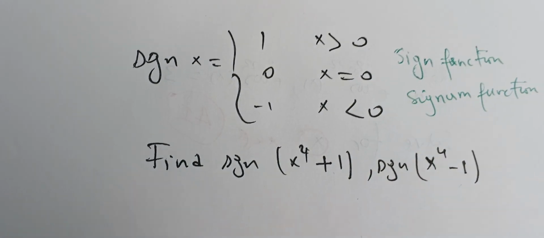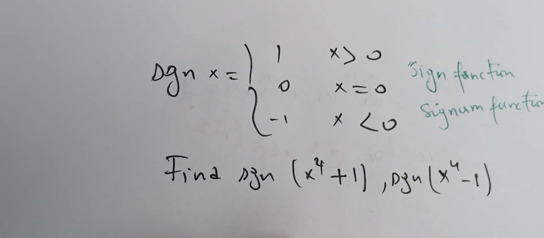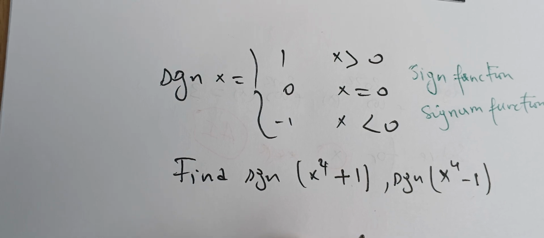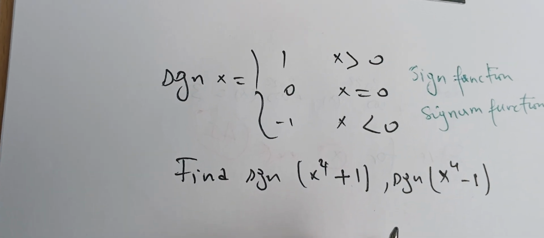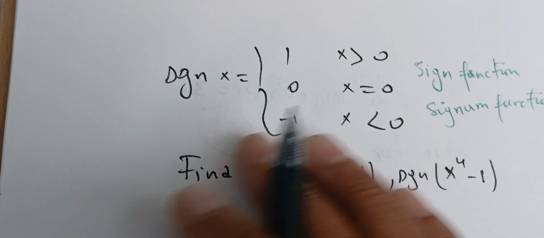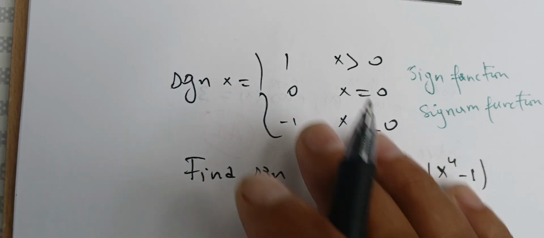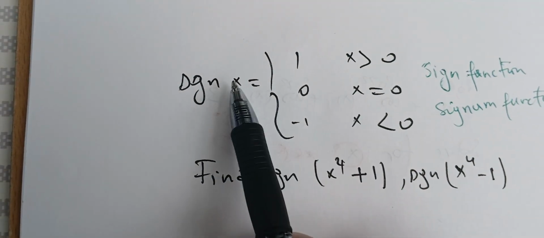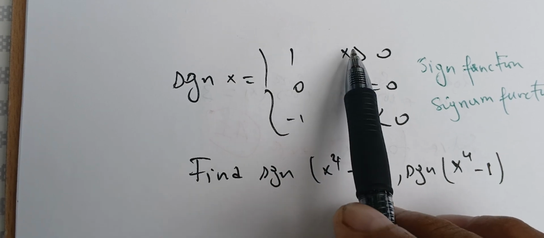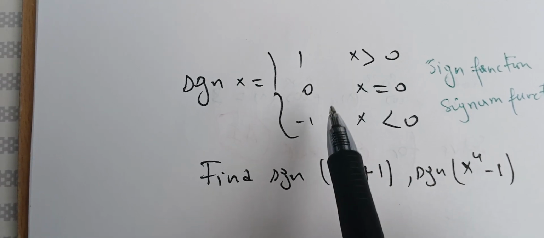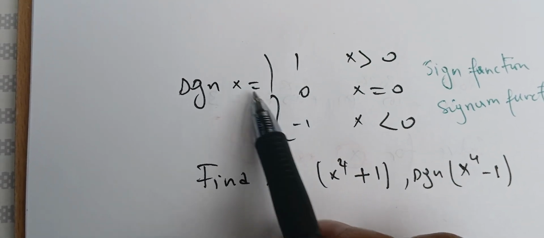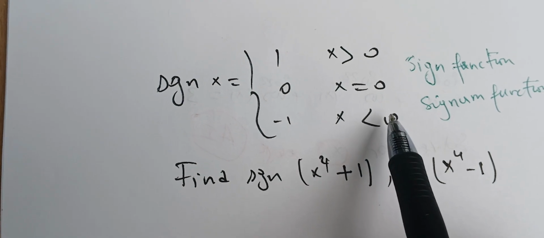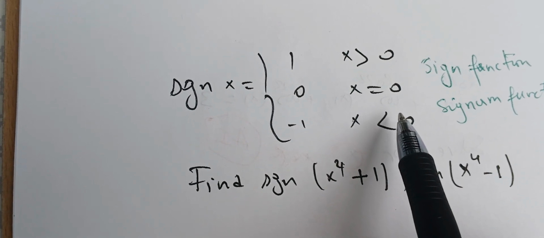A very useful function that we see a lot, especially if you are working with Wolfram Alpha, is this sine or signum function. This function is defined in the following manner. The sign of x is 1 if x is strictly positive. It's 0 if x is 0, and it's minus 1 if x is less than 0.